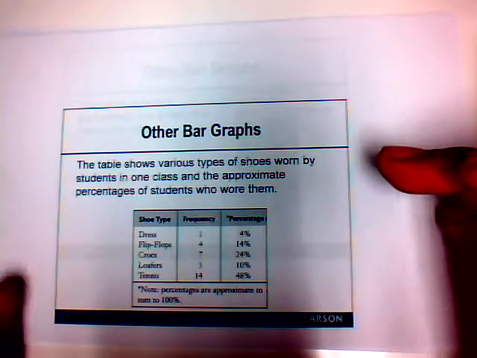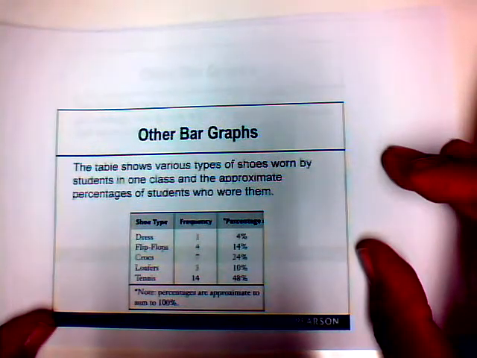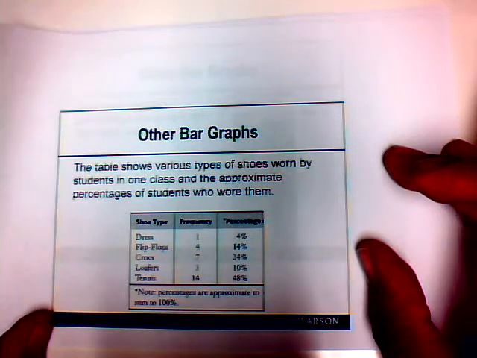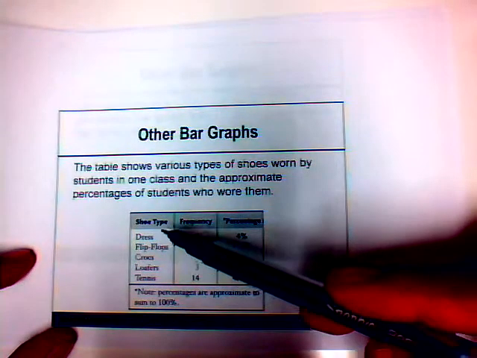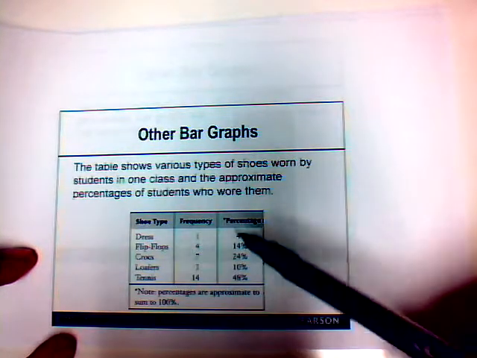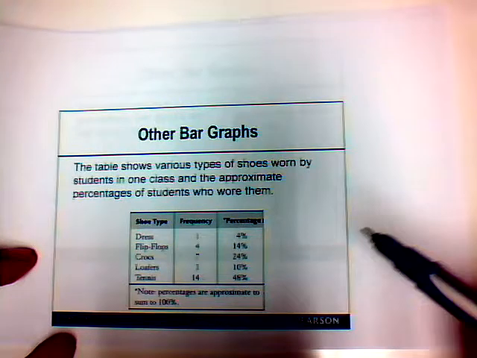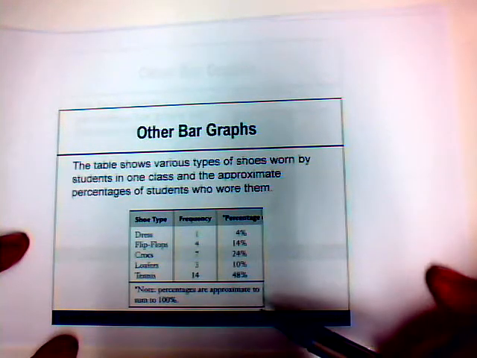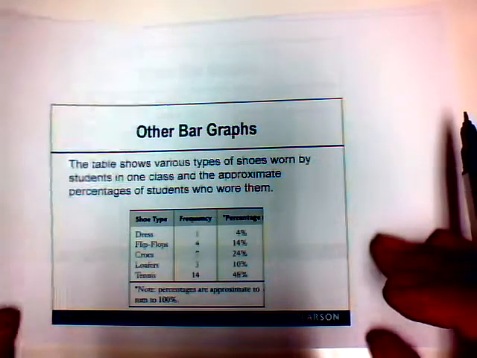And other bar graphs are, the table shows various types of shoes worn by students in one class, and the appropriate percentages of students who wore them. Okay, so here we have the dress, flip-flops, Crocs, loafers, and tennis, their frequency, and their percentage. Okay, and note that the percentages are approximate to a sum of 100%.